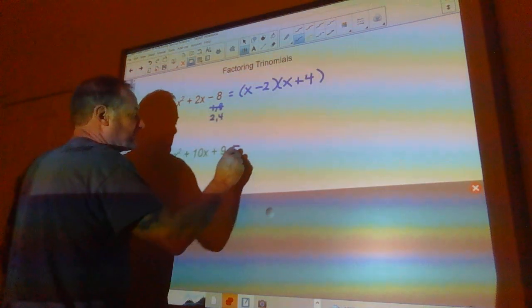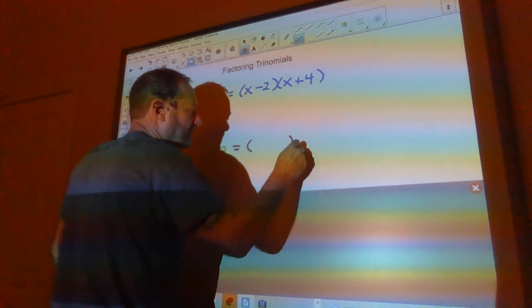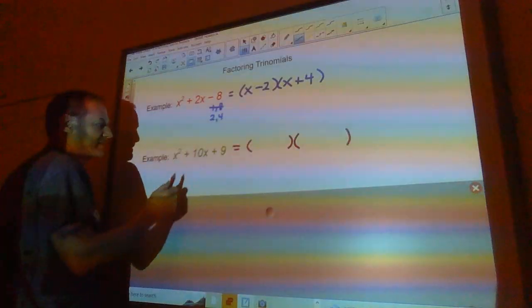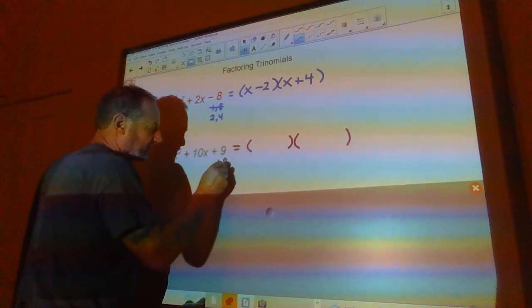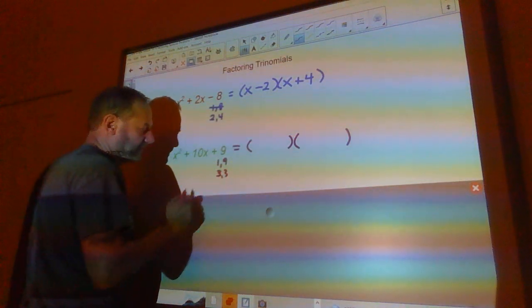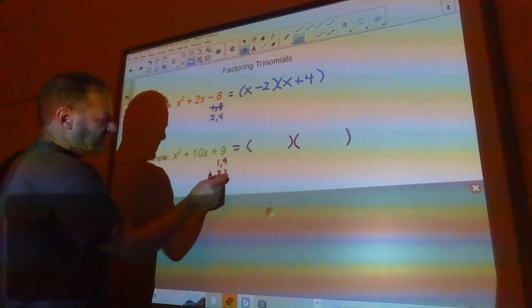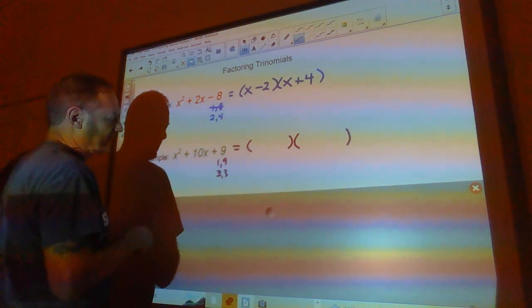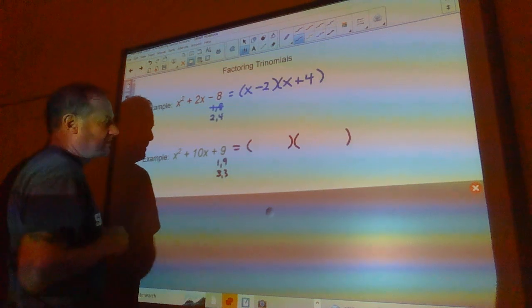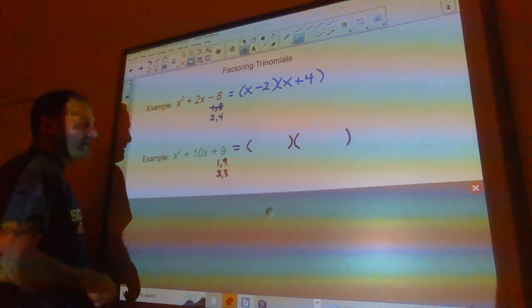I need the factors of 9 that will make 10. So my factors of 9 are 1 and 9, and 3 and 3. Okay, so here I can make 6 or I can make 0. That's not going to work. I can make 10 if I have 1 plus 9.